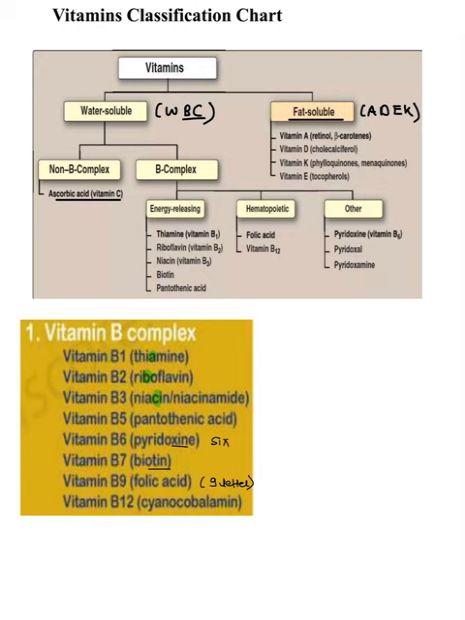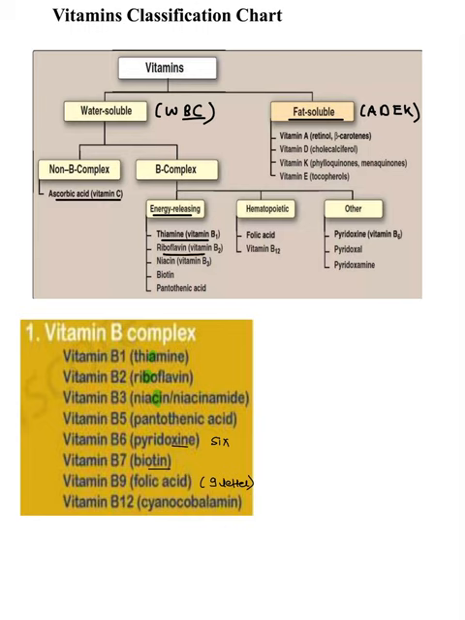We'll read in detail. Vitamin B complex, how the books have classified: energy releasing vitamins, hematopoietic vitamins that help in formation of blood cells, and others. The energy releasing one is thiamine. What does thiamine deficiency cause? Vitamin B1, beriberi. There are two types of beriberi: wet beriberi and dry beriberi.